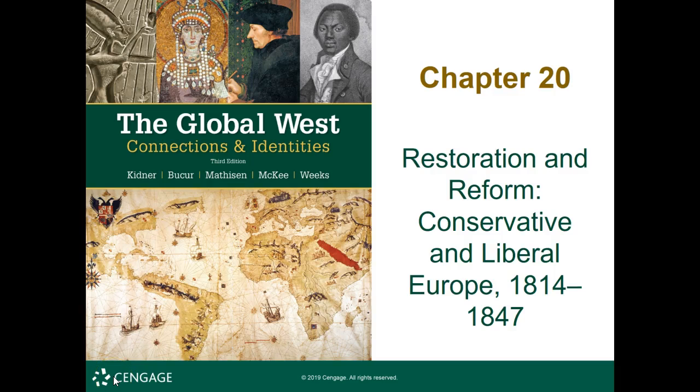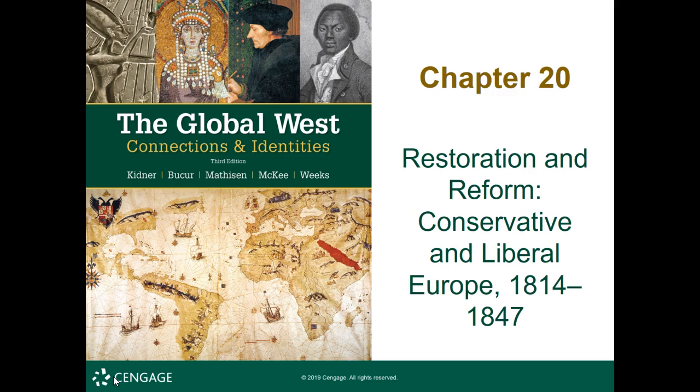Right, chapter 20 is essentially Europe from 1814 to 1847. This is a chapter that deals with the aftermath of Napoleon, but also is going to lead us towards what's going to happen in 1848, which is a massive wave of revolution again.